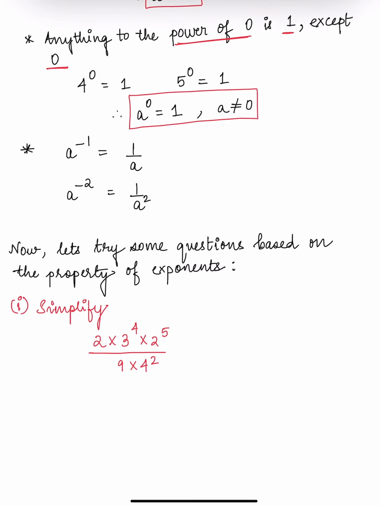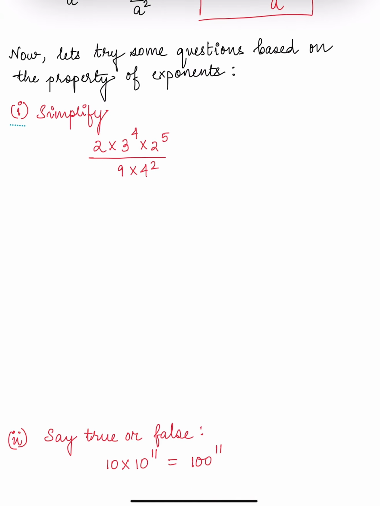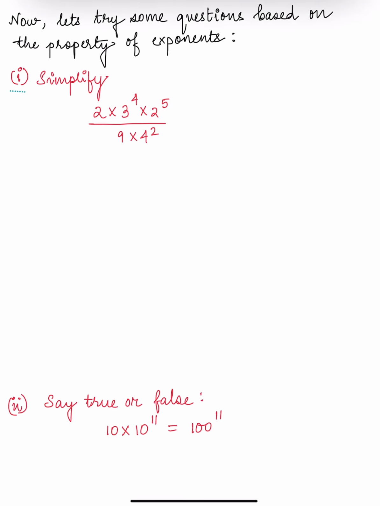And finally, anything raised to the negative power like a to the power minus 1 is basically 1 by a, or a to the power minus 2 is 1 by a square. So a to the power minus m is 1 by a to the power m. Now let's try to solve some questions based on the property of these exponents. So the first question is to simplify 2 into 3 to the power 4 into 2 to the power 5 divided by 9 into 4 square. So let's move on to the solution.